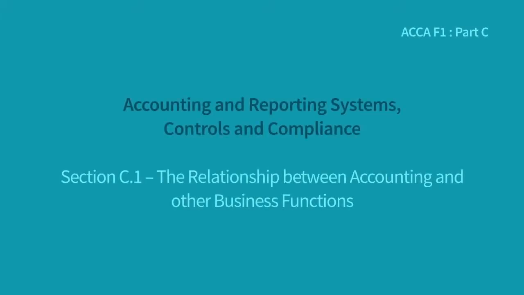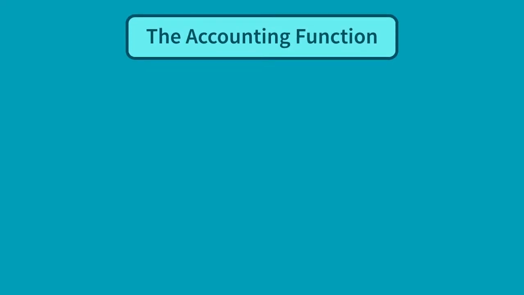This module covers the F1 paper Part C, Accounting and Reporting Systems, Controls and Compliance. Here we will cover section C.1, the relationship between accounting and other business functions. We will start this section by looking at the accounting function and its relationship with other business functions, particularly the procurement, production, and marketing functions.